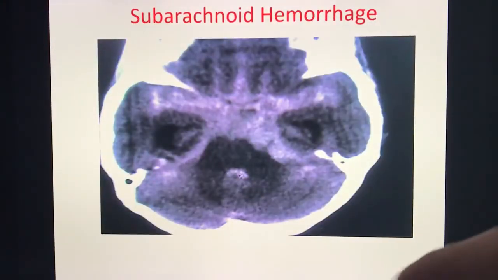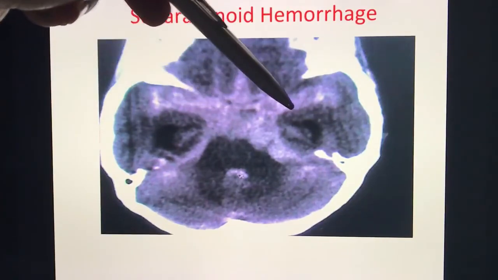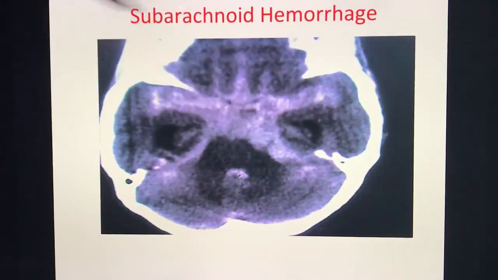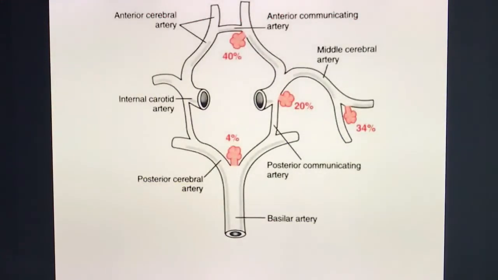Now, this is a scan showing you a subarachnoid hemorrhage. This hyperdensity, this is the subarachnoid hemorrhage. Now, what is the most common cause of subarachnoid hemorrhage? It is trauma. Now, what is the most common cause of a spontaneous subarachnoid hemorrhage? It is a ruptured berry aneurysm.